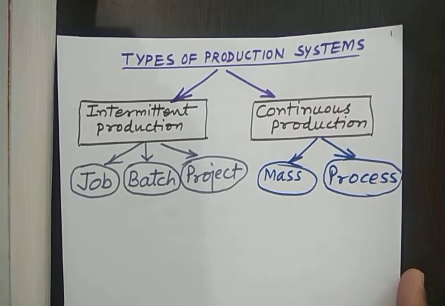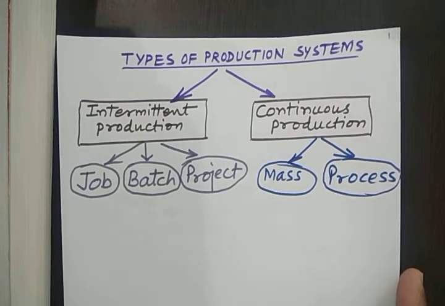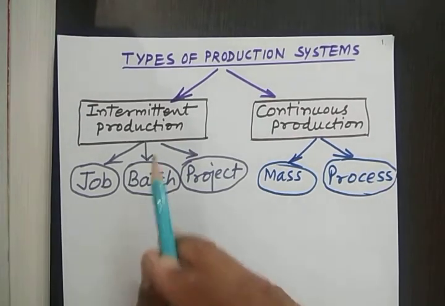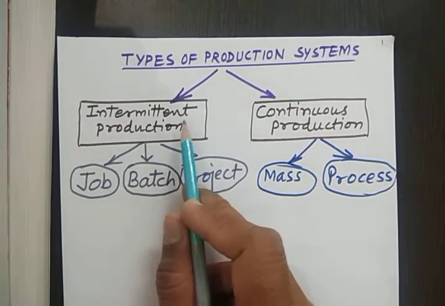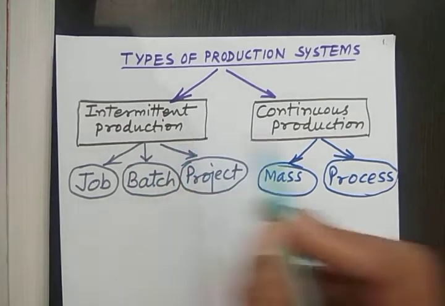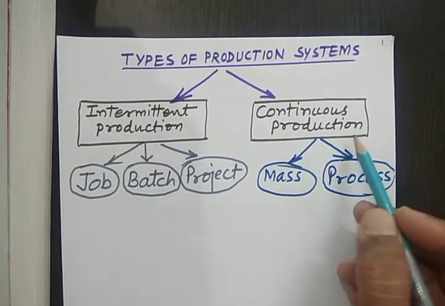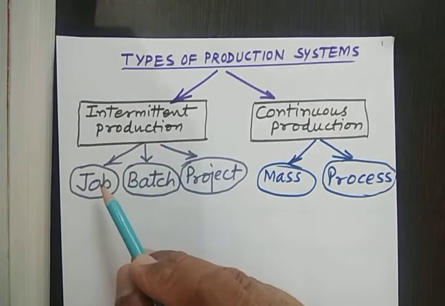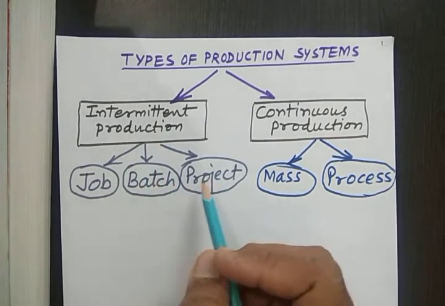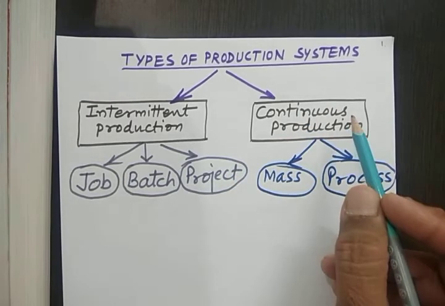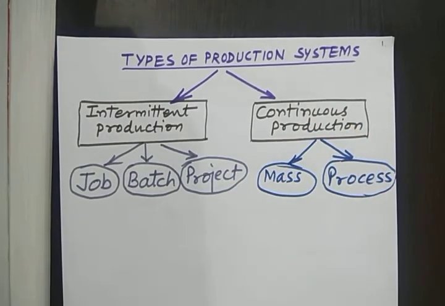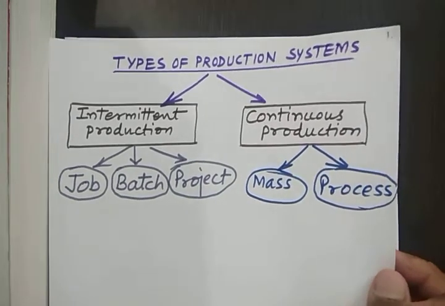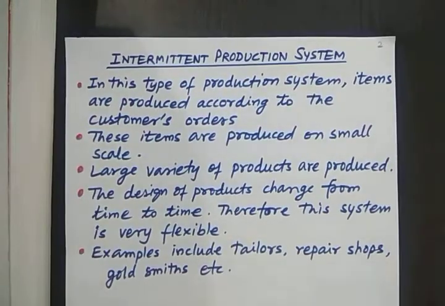In this video, we are going to study the types of production systems. There are basically two types of production system. One is intermittent production system, another is continuous production system. Intermittent production can be subclassified as job production, batch production and project production, and continuous production system can be subclassified as mass production and process production. So we will study one by one.